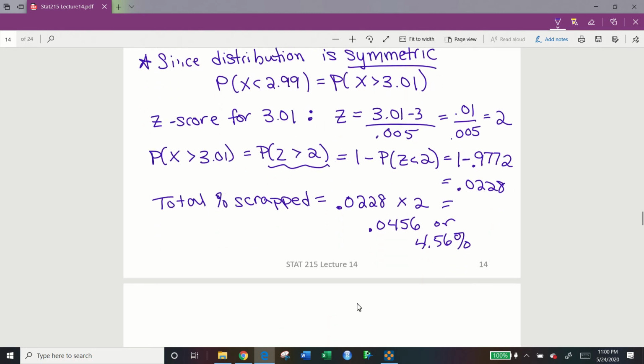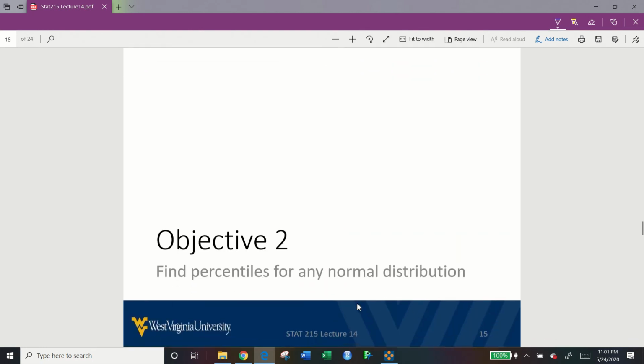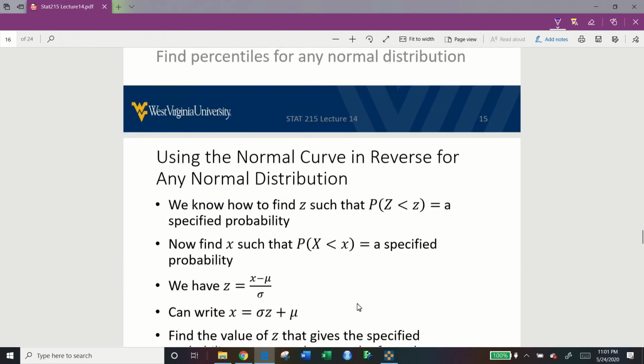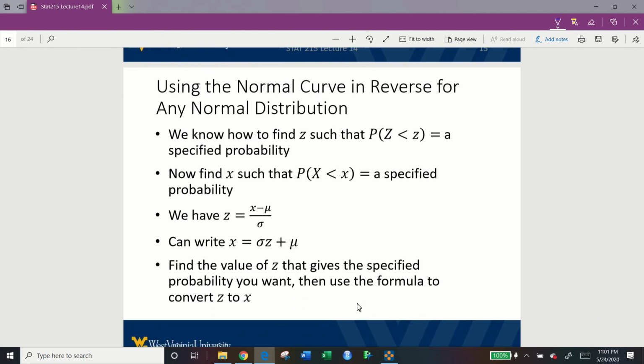So at this point, I feel like we did a pretty good job with Objective 1. Let's take a look at Objective 2 and find percentiles for any normal distribution. So using our normal curve in reverse for any normal distribution, we now know how to find z such that the probability of z less than z equals a specified probability. Now we want to find x such that the probability of x less than x equals a specified probability.